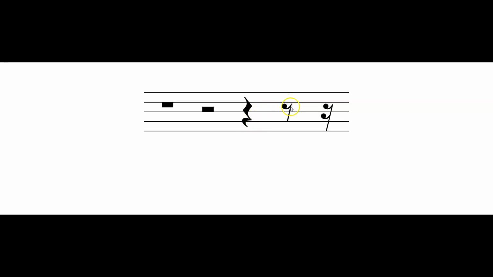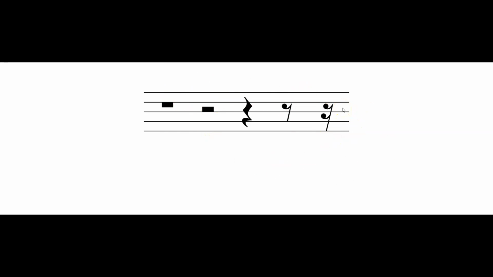This one right here is called the 8th rest. And notice it has just a little flag-type thing like this. That's how we know that it's an 8th rest. And this one is a 16th rest. And notice it has 2 flag-like looking things out to the side. So these are our rests. These are the 5 main rests.